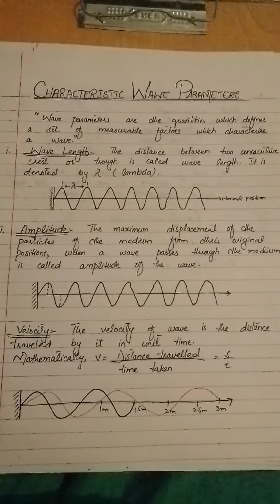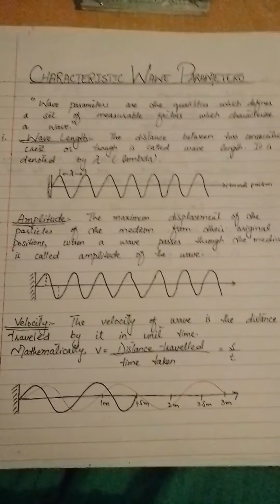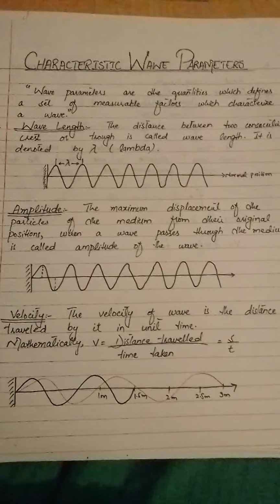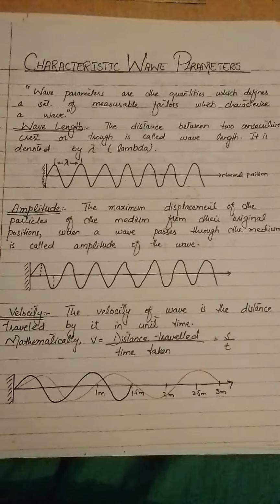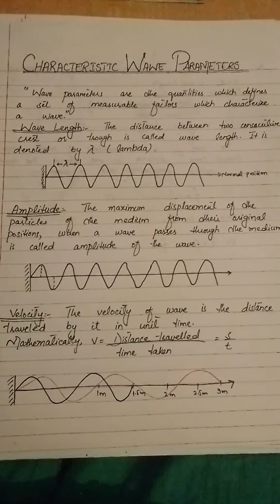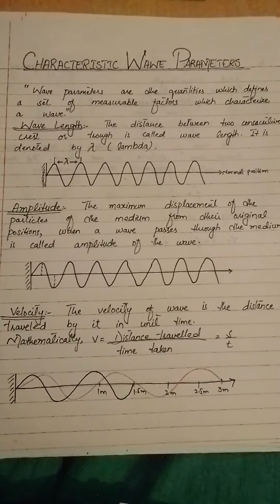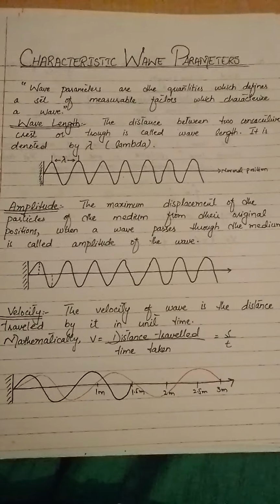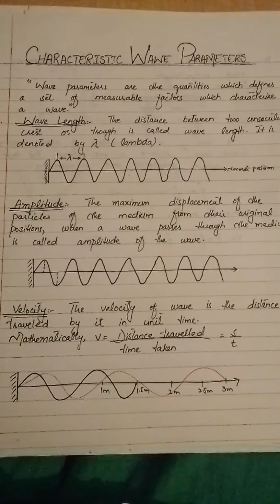So first we'll define what are characteristic wave parameters. It is defined as the quantities which define a set of measurable factors which characterize a wave. So basically these are the parameters which we can use to determine some qualities of a wave.